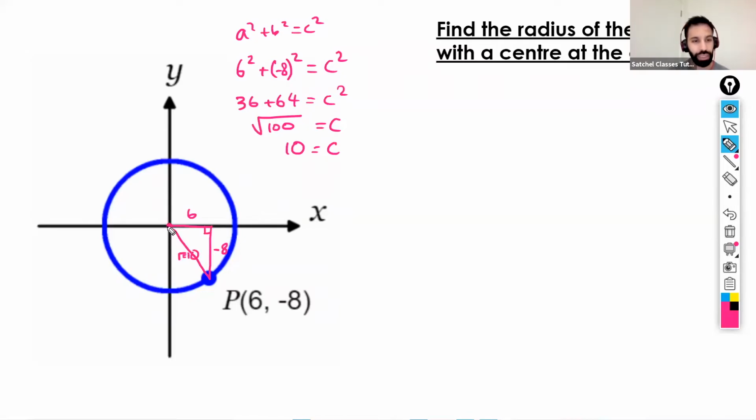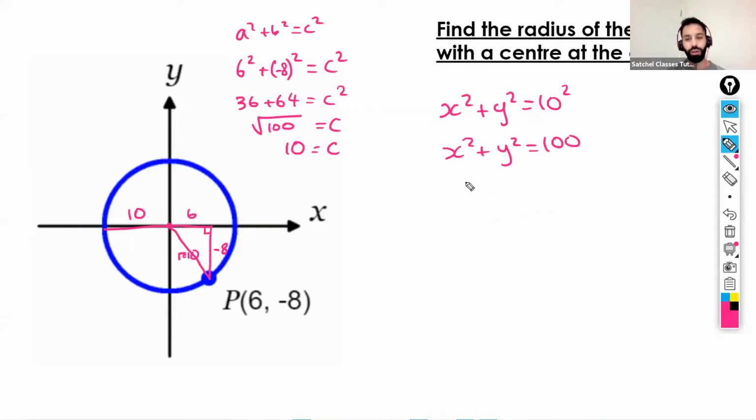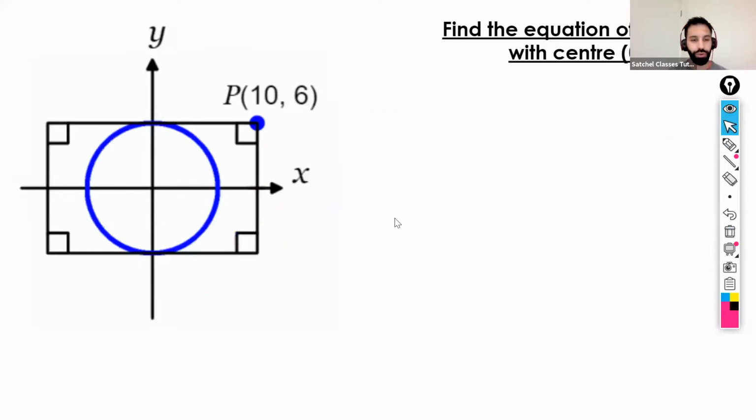So the distance from the center to the circumference is 10. And if we were asked to write the equation of the circle, well, the equation of the circle would be x squared plus y squared is equal to 10 squared, or x squared plus y squared is equal to 100. All right, so let's do another question.